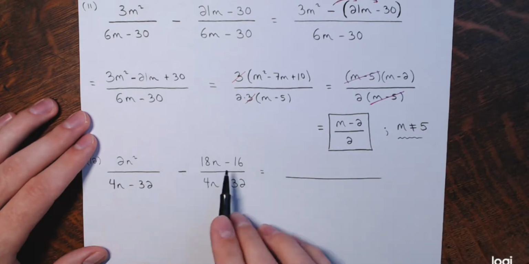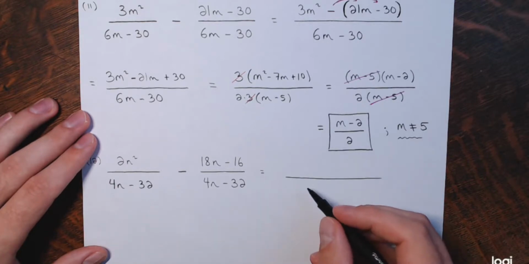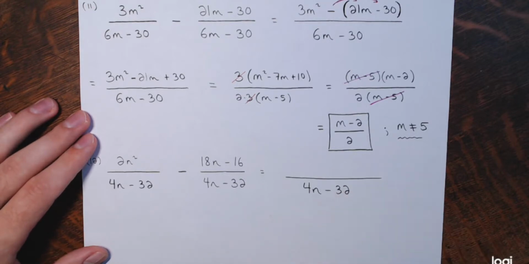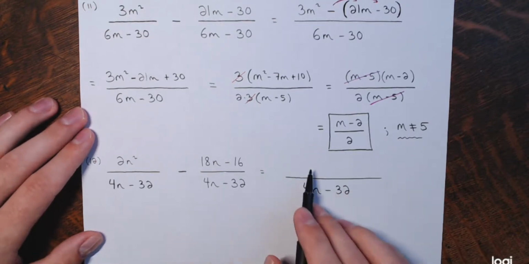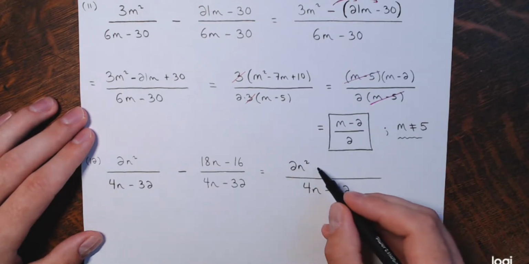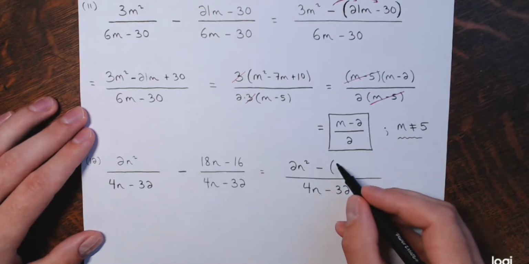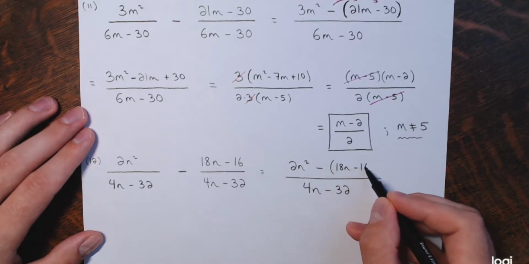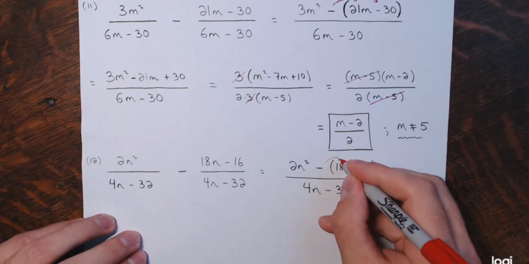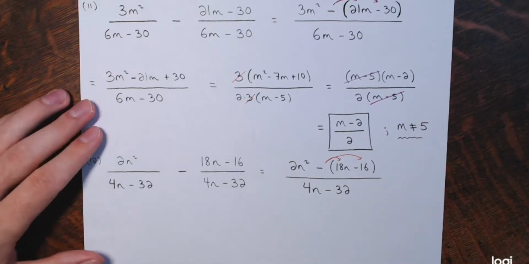So again, we're subtracting two fractions that already have the same denominator, right? This 4n minus 32. So that will be the denominator of the difference. Then the numerator is, I'm combining the numerators. We have 2n squared, right, the first numerator, minus the entire second numerator, minus the quantity 18n minus 16. Right, you're subtracting both terms, not just the first term. So again, we'll be distributing the negative to both of these, subtracting both terms from that second numerator.